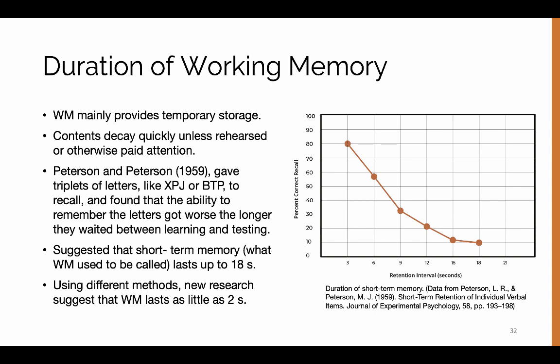You can see after about 3 seconds, people were pretty darn good at recalling, about 80% of the 3-letter items. On the other hand, just waiting an extra 6 seconds so that it's 9 now instead of 3, really dropped that down to about 31 or 32. If we waited about 18 seconds, that's not terribly long. Suddenly, people were way down around remembering about 10% of those letter sequences. So it tells us that working memory does not last long at all.